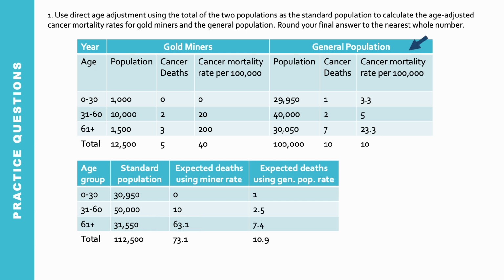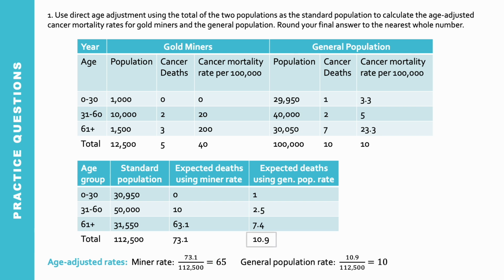Then we use the cancer mortality rate from the general population and apply it to the standard population. So we multiply 3.3 by our 0 to 30-year-olds to get 1, and multiply 5 by our 50,000 31 to 60-year-olds to get 2.5. And we add them to find the total expected deaths in our standard population. So our age-adjusted rate for the gold miners is 73.1 divided by our total standard population to get 65. And using the general population rate, we divide 10.9 by 112,500 to get 10.